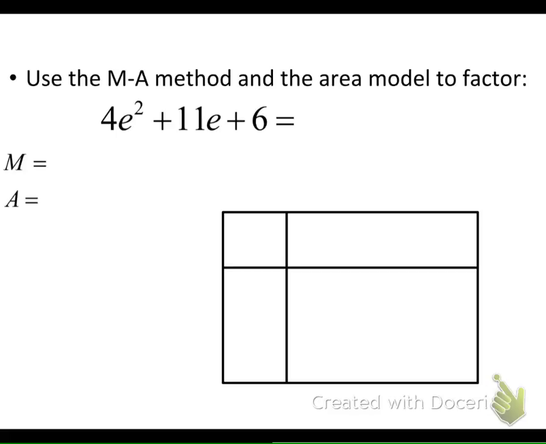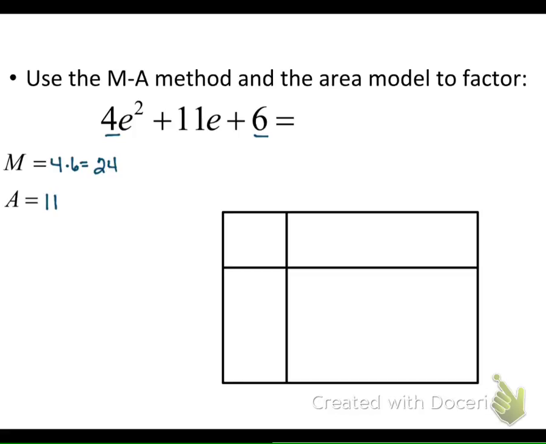So use the MA method again. First thing I need to do is find my M and my A. Nick, how do I find my M? To find my M, I'm going to take the first coefficient times the third coefficient. So 4 times 6 equals 24. Okay. Darius, how do I find my A? Yeah, it's the second coefficient, which is 11. So that's step 1. Step 2, find what I can multiply together to get 24, but then use those same numbers and add them together to get 11.